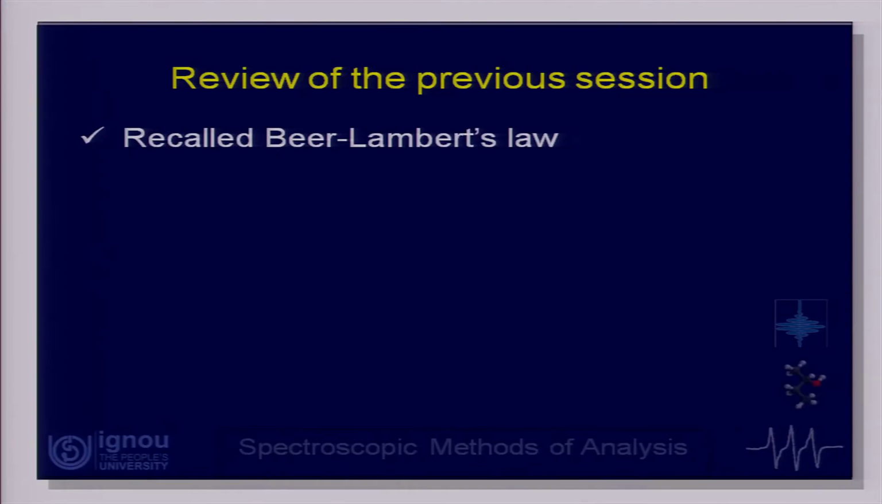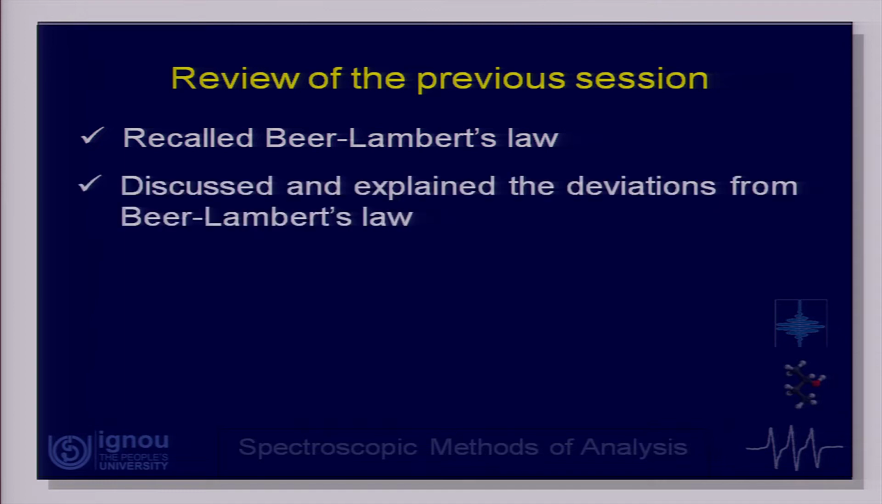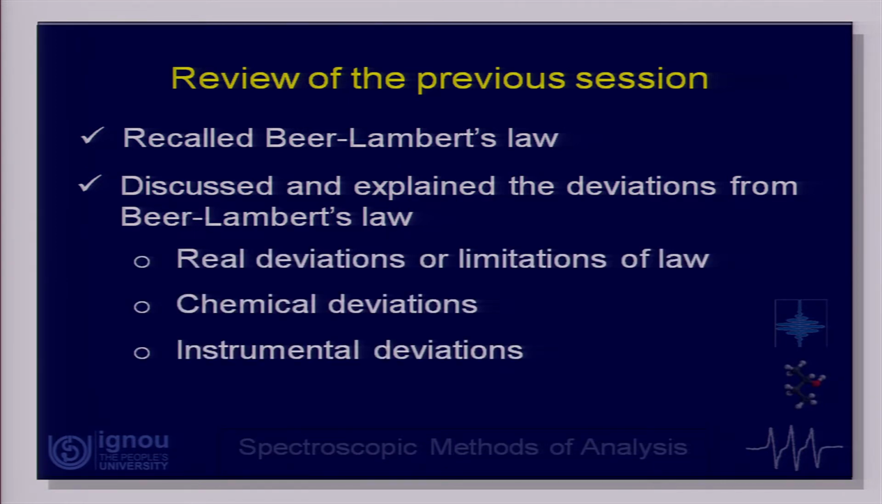Okay. Let us recall what we did in the previous session. We started by recalling Beer-Lambert law, and then we talked about different types of deviations possible from the Beer-Lambert law. We classified these deviations into three broad groups: the real deviations, or so-called limitations of the law, then chemical deviations, and towards the end the instrumental deviations. All that forms part of the basic aspects of our UV visible spectrometry.